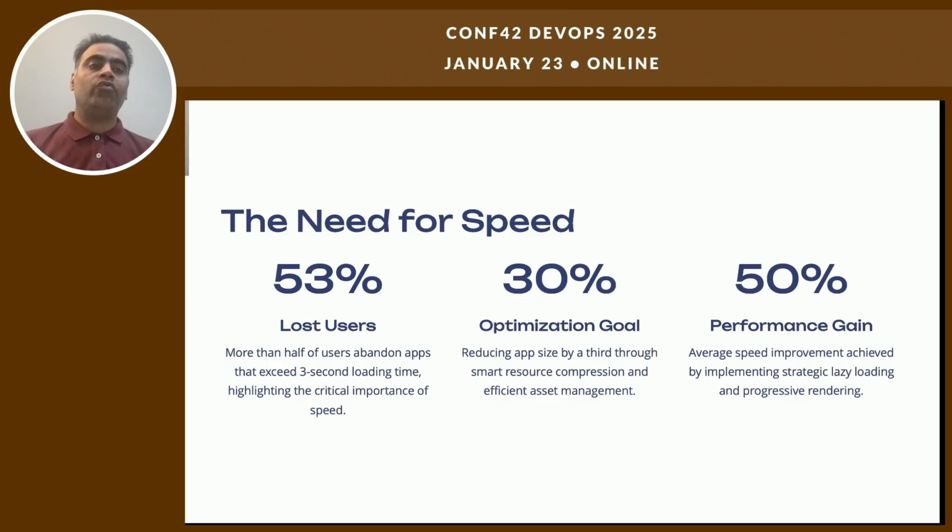The solution lies in focusing on two key goals. First, a 30% optimization goal. It can reduce app size through resource compression and efficient asset management. Second, targeting 50% or more improvement in speed by implementing techniques like lazy loading and progressive rendering. These strategies not only make your app faster but also ensure a smoother and better user experience. So, speed is everything that matters today, along with performance.